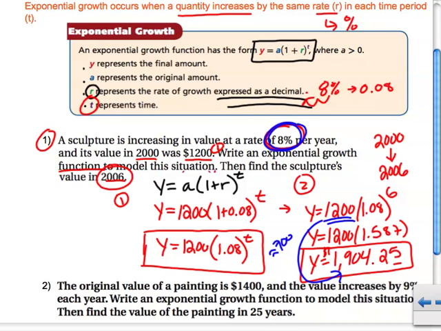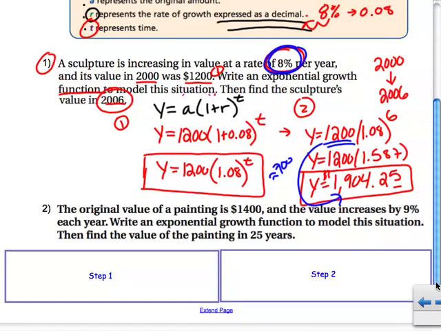Okay, so I'd like you guys to do this example too, or number 2. It's talking about the original value of a painting is $1,400, and the value increases by 9% each year. Okay, so we're going to get an even higher percentage. Maybe we'll get 700, maybe not. It depends on how much we start with, and it also depends on how many years we let it sit for. 25 years is a pretty high amount, so hopefully that will give us a nice increase in our investment. So go ahead and hit pause, try this problem, and come back.